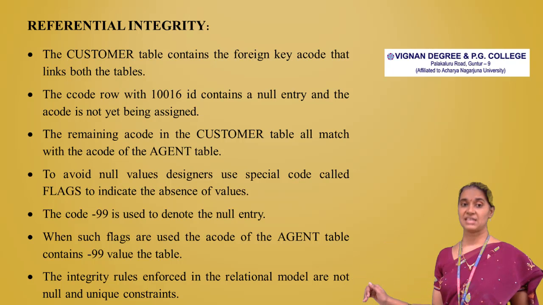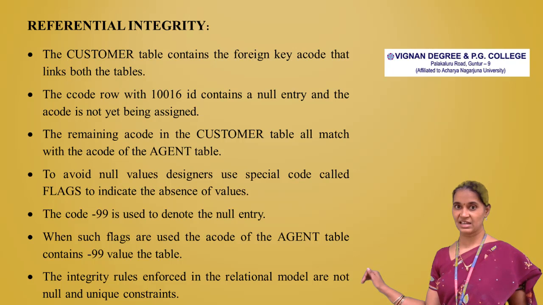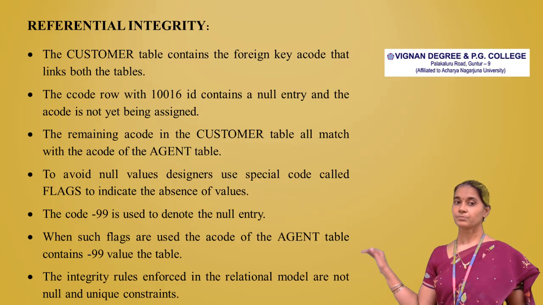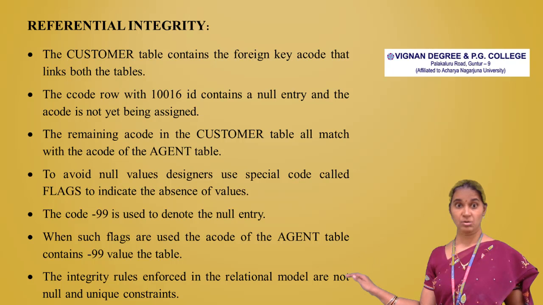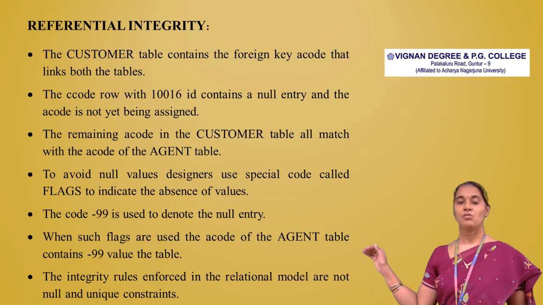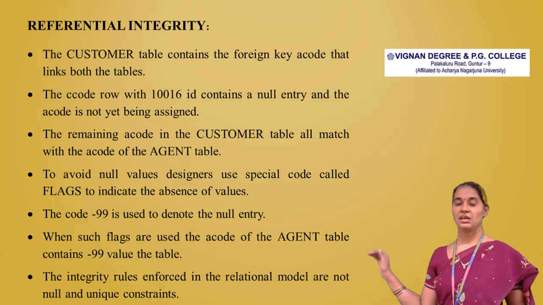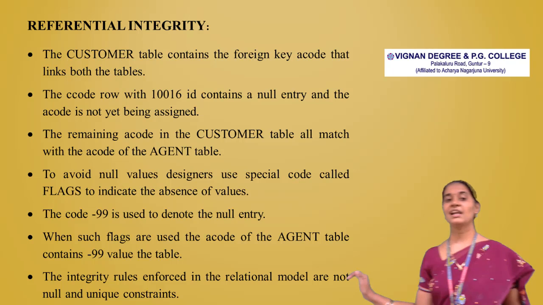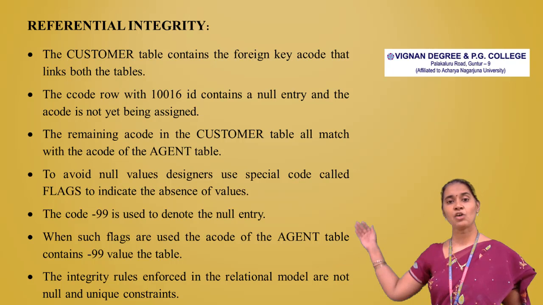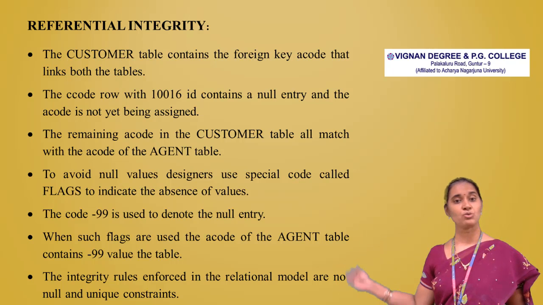If we look at the example, the customer with ID 10016 contains a null entry, and the A code has not yet been assigned to that customer. In the customer table, the customer with number 10016 contains a null entry in the agent code. Because it is a foreign key, we can have null values there. The remaining A codes in the customer table all match with the agent table.